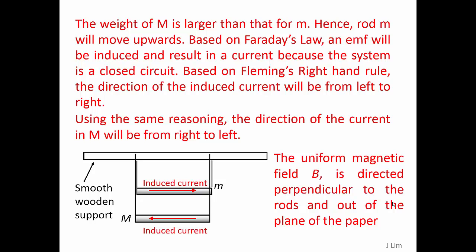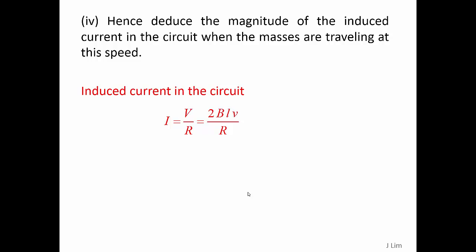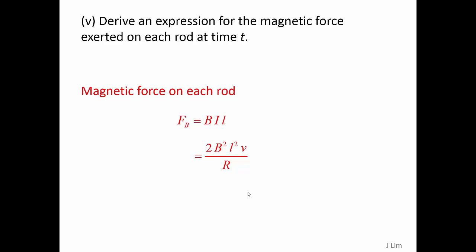The uniform magnetic field B is directed perpendicular to the rods and out of the paper in this diagram. For each rod, the EMF induced is equal to BLv. So the net EMF around the circuit is generated by both rods, so it is equal to 2BLv. Induced current in the circuit is given by the ratio of the voltage to the resistance, which is 2BLv divided by R. So the magnetic force on each rod is BIL, and is given as 2B²L²v divided by R.